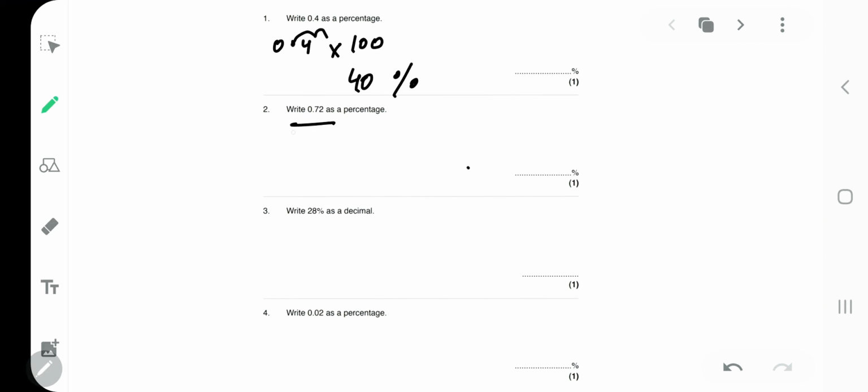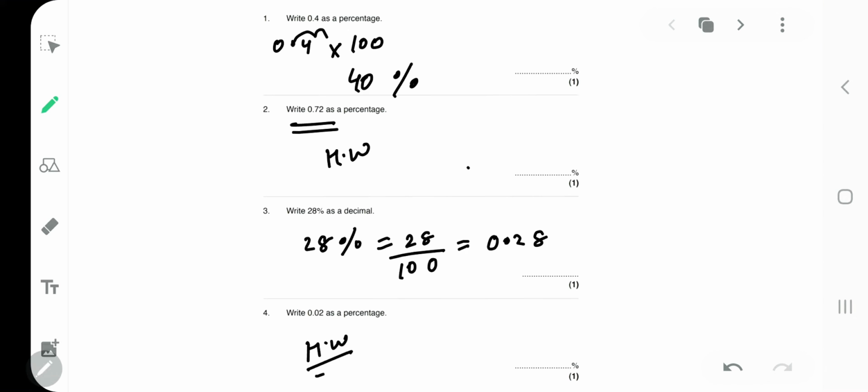Similarly, you have 0.72. You want to convert into percentage. Write 28% as a decimal. My dear kids, 28% means it is 28 upon 100. And you want to convert into decimal, so that will be 0.28. Next is you have to convert 0.02 as a percentage. As I said, you have to always multiply with 100 when you want to convert any number into percentage.